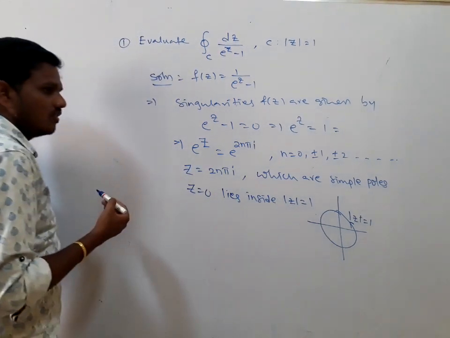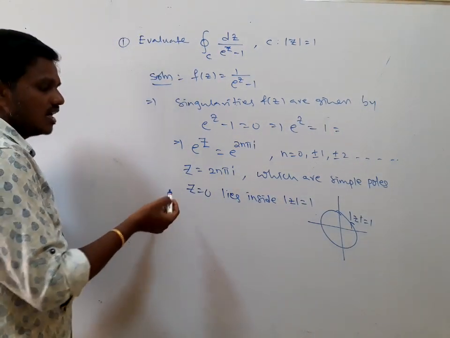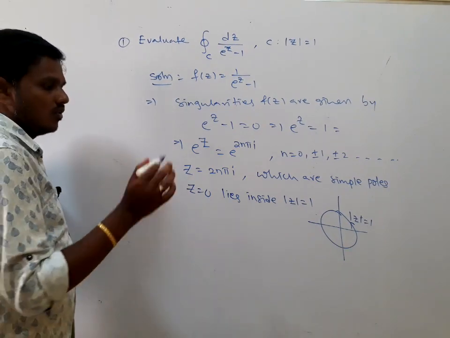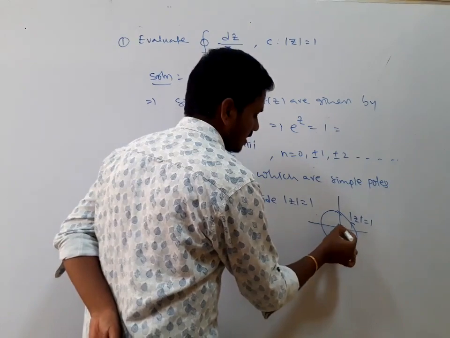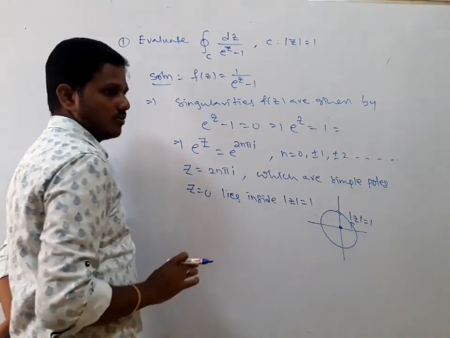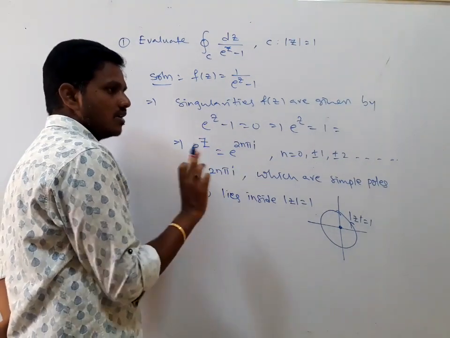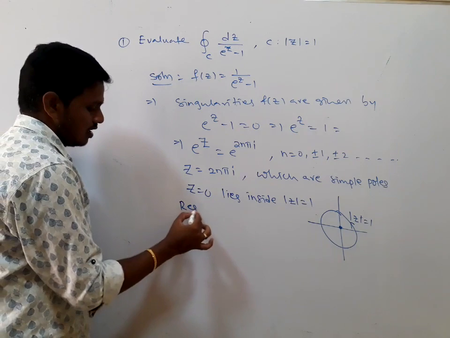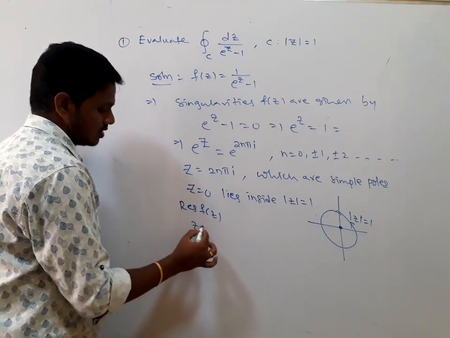That means we find the residue of f of z at z equals 0 only. Only one point exists here inside, and the function is analytic everywhere except at this one, that's why it is a singular point. At this isolated singular point I am going to find the residue. Now the residue of f of z at z equals 0.